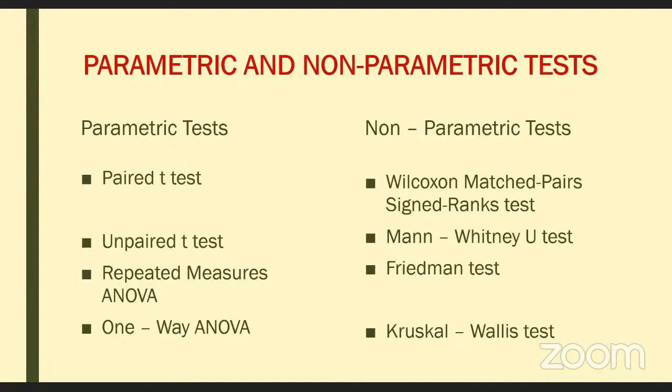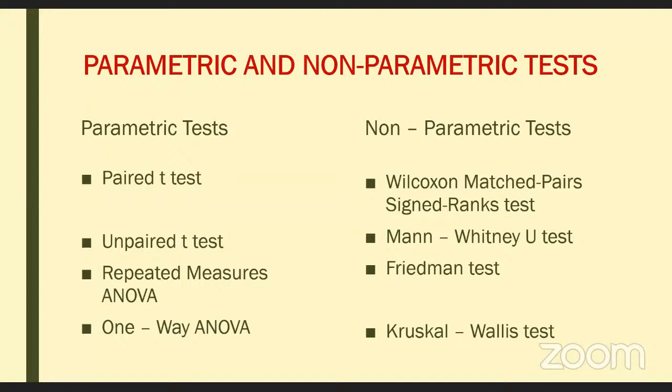When you have one group, before and after observations, and the data follow normal distribution, it's continuous data. Continuous data means measured facts. You can go for a paired t-test, right? On the other side, if your data do not follow normal distribution, it's ordinal data, but it's paired data. Paired data means before and after treatment in a single group. You go for the Wilcoxon matched pairs signed rank test, right?